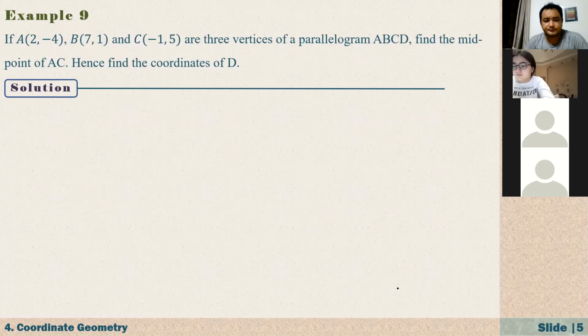Another question. If A has the coordinates (2, -4), B (7, 1), C (-1, 5) are 3 vertices of a parallelogram ABCD, find the midpoint of AC, question number 1, and hence find the coordinates of D. Of course, to answer this question, we need to know some properties of a parallelogram, right?